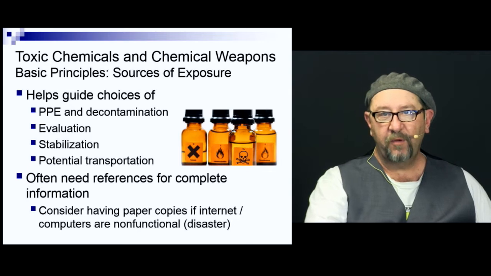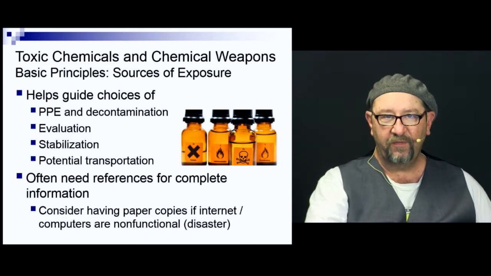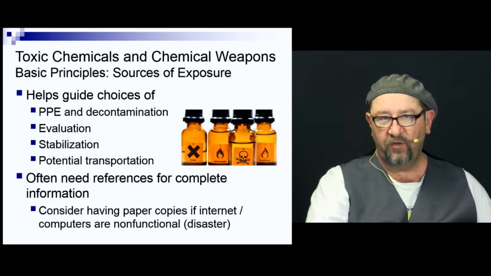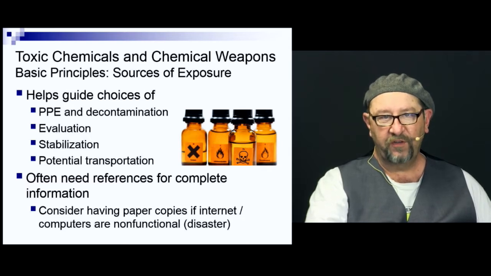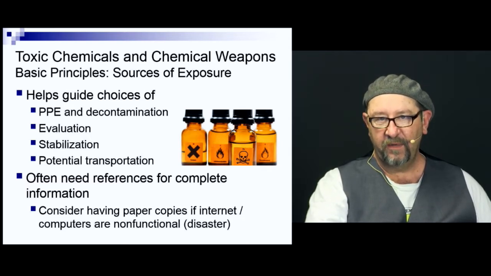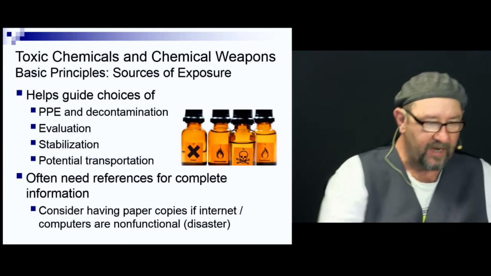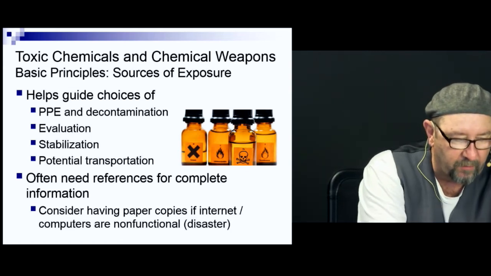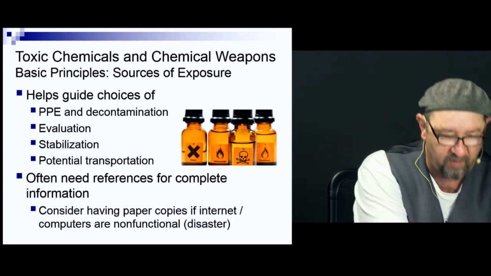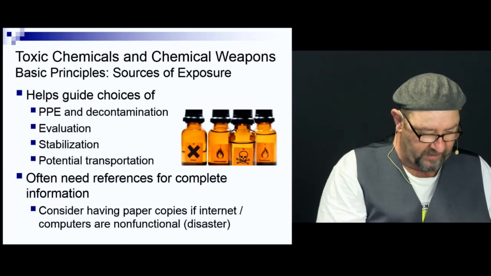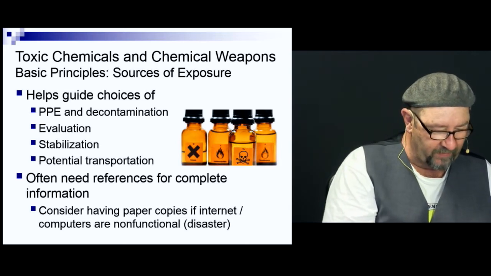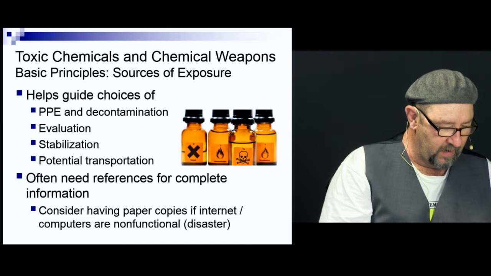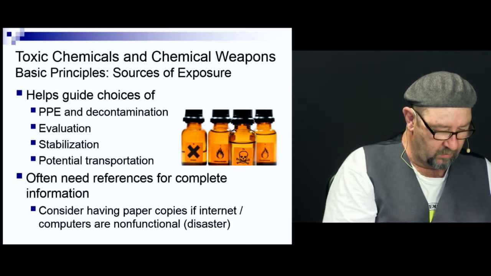In terms of toxic chemicals and chemical weapons, now you're into difficult stuff. You certainly want to be involved with personal protective equipment and decontamination, evaluation, stabilization, and potential transportation of these. You're going to need references for complete information, and you might have paper copies. In this paper, I will tell you, my favorite of the charts we're referencing is the one that talks about the occupations, and not the selected target organs.